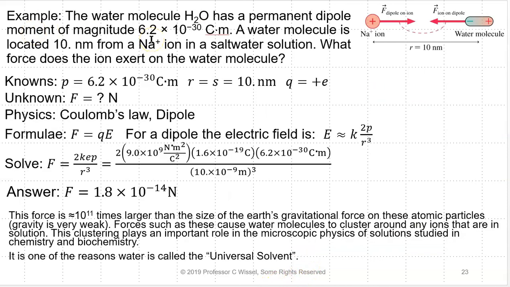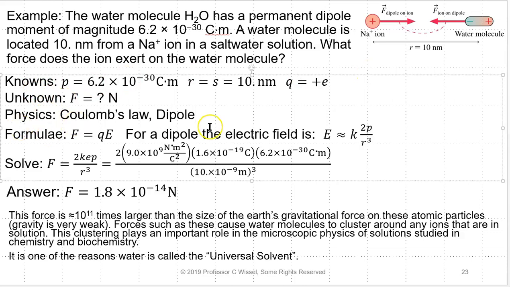Okay, the water molecule H2O has a permanent dipole moment of magnitude 6.2 times 10 to the minus 30 coulomb meters. The water molecule is located 10 nanometers from the sodium ion in a saltwater solution. What force does the ion exert on the water molecule? The knowns: p, the dipole moment, is 6.2 times 10 to the minus 30 coulomb meters. r, the separation, is 10 nanometers. q is positive e. The unknown is the force in newtons.